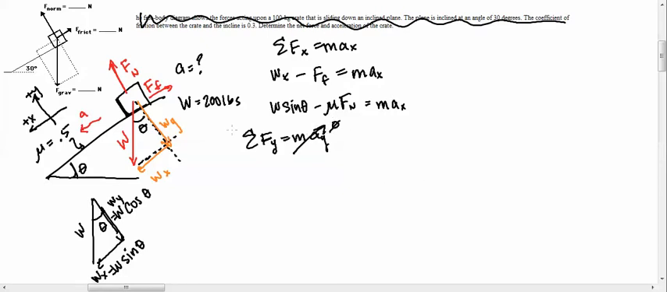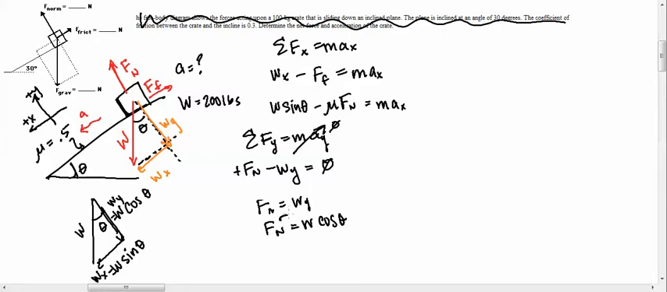Let's add up all the forces in the y direction. The ones I see are force normal and the weight. So it's plus Fn minus Wy equals 0. So the left side is this, the right side is 0, because 0 times m is still 0. And essentially you're telling me that Fn equals Wy, which tells me Fn equals W cosine theta.